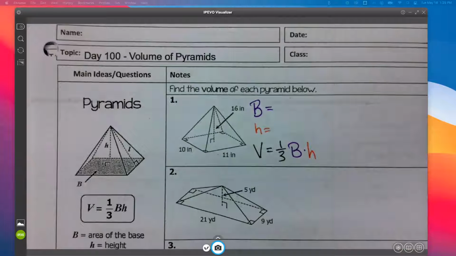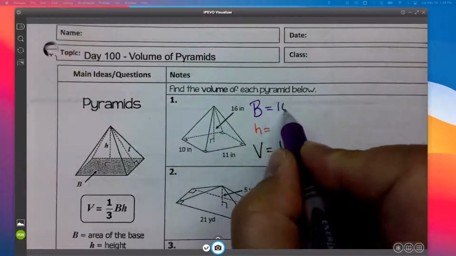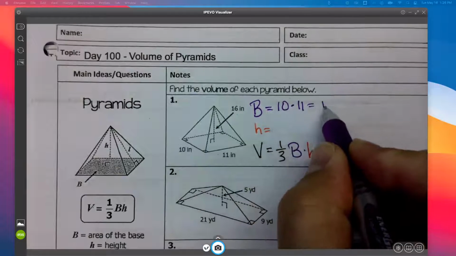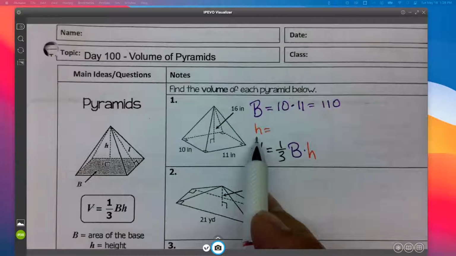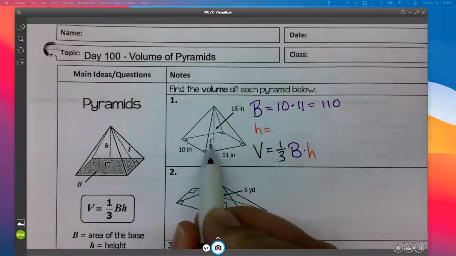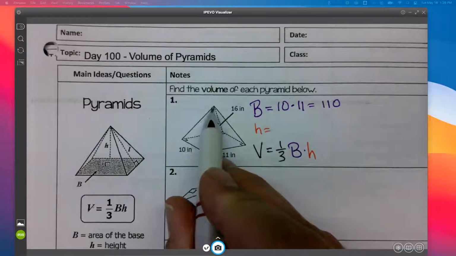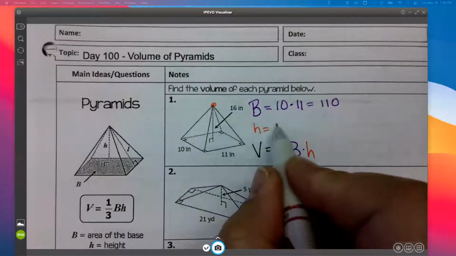So what do we put in for the B? Good. This is a rectangular base. When we find the area of a rectangle, it's length times width. So we'd get 10 times 11 is 110. And what does the height mean now? What's that H refer to? Excellent. Perpendicular to the base from the center point up to the apex of the pyramid. And what we can see here is that's going to be 16 units.